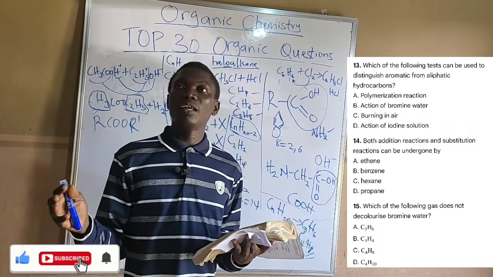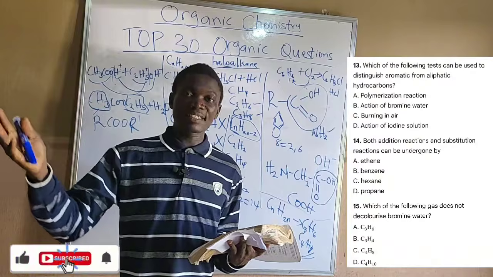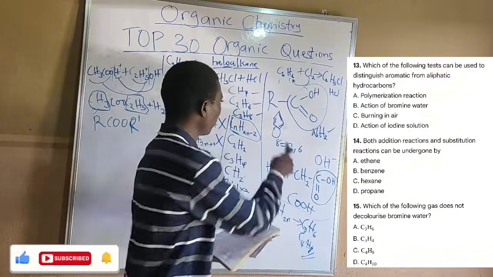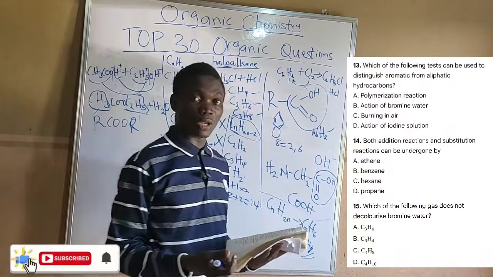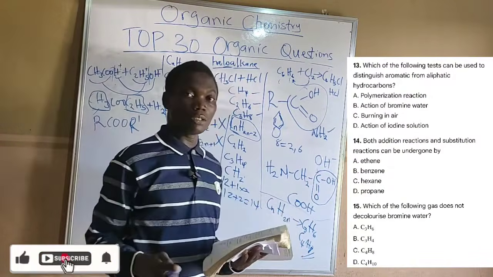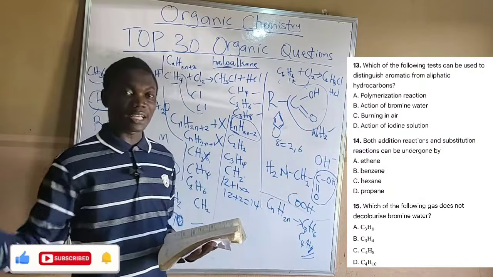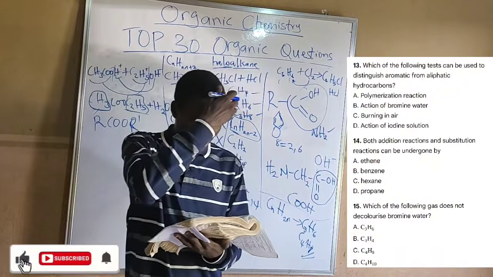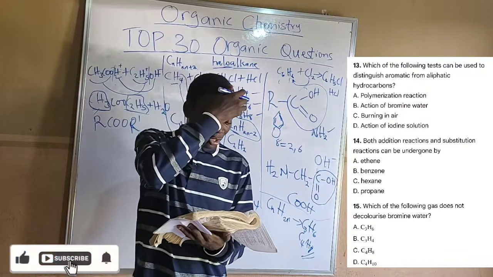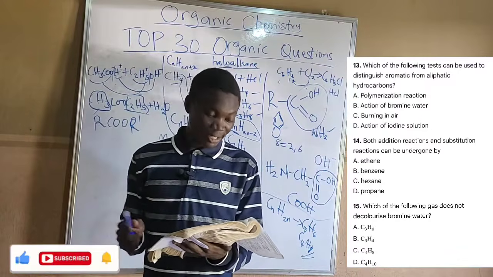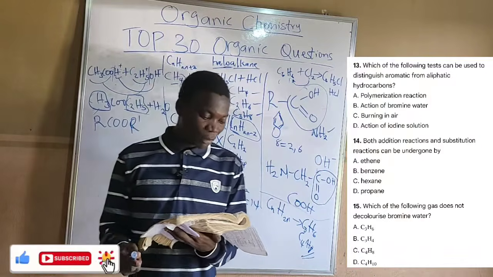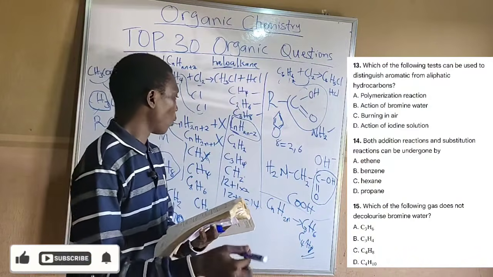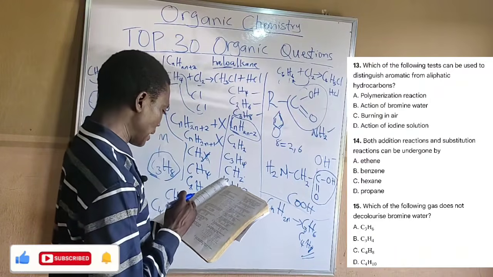But the alkenes have double bond, alkynes have triple bond, and even benzene also has double bond at times. So benzene, alkenes and alkynes all decolorize bromine water. So what this question is trying to tell us is, which of the following does not decolorize bromine water? It is alkane. So look for a member of alkane here. If you test them with that formula one after the other, the member of alkane here is option D.